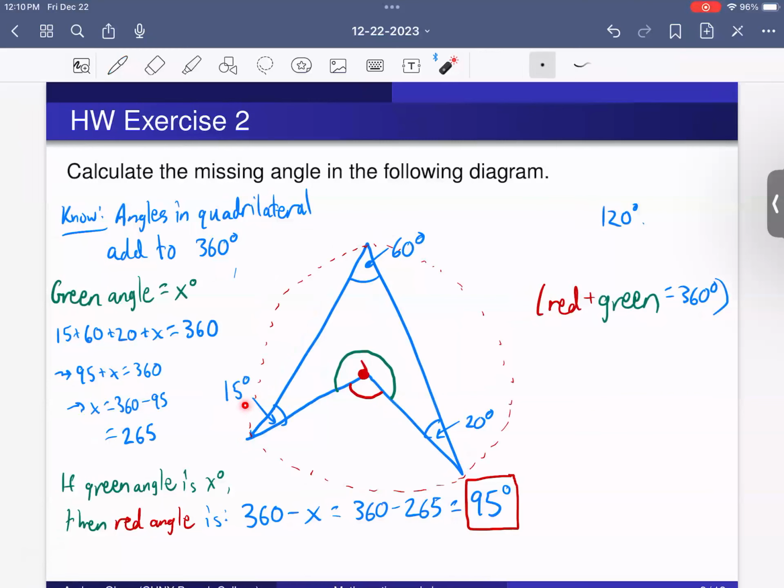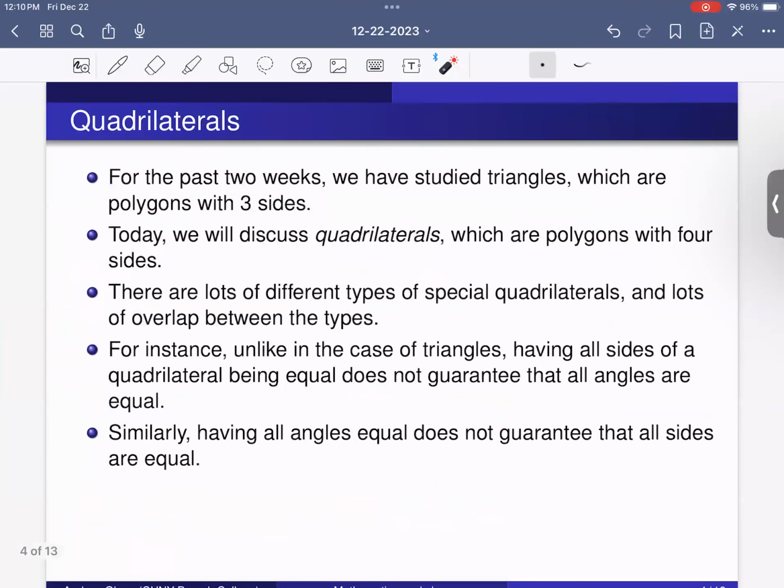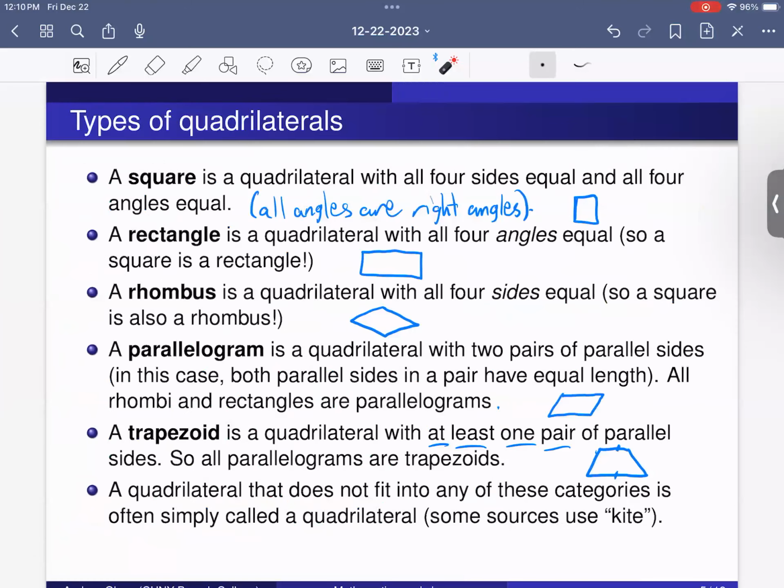one that we drew over here. So this doesn't have parallel sides. Its sides are not equal. Its angles are not equal. It's just a random quadrilateral. And when you have that, that's usually just called a quadrilateral.